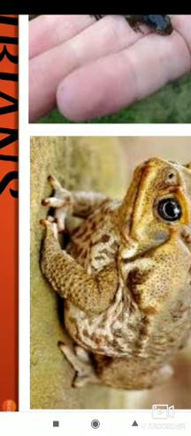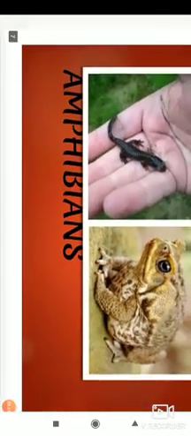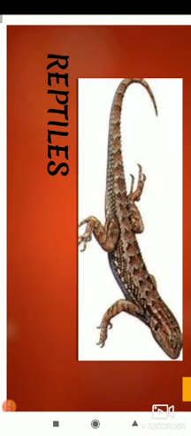Okay, so these are examples of amphibians: frog, toad and newt. All these are examples of amphibians. Understand? So the next one is reptiles. Okay, reptiles, as I told you already: lizard, snake, crocodile. These all are called reptiles, right?